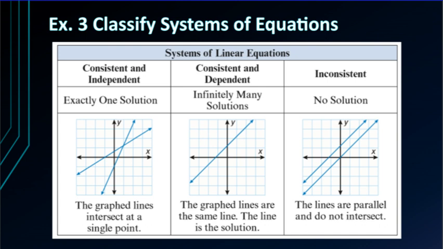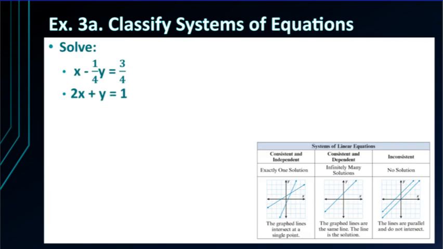Okay, classifying the systems of equations. Again, just a quick review. Consistent and independent, you have exactly one solution. Those are the ones that we've been looking at most of the year so far with systems of linear equations. Consistent dependent, we just went through where it's many solutions because they're the exact same line. And then we went through some inconsistent ones where they're parallel lines, the lines never meet. So now we're going to take a look at some examples here, and we have to determine which kind of system it is.